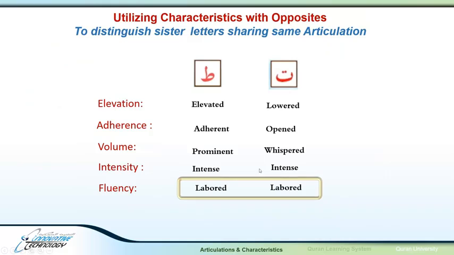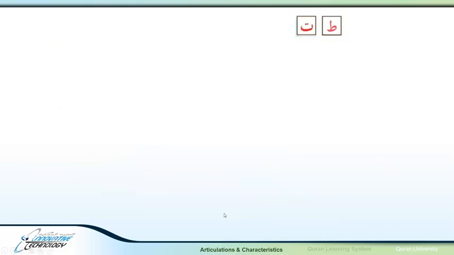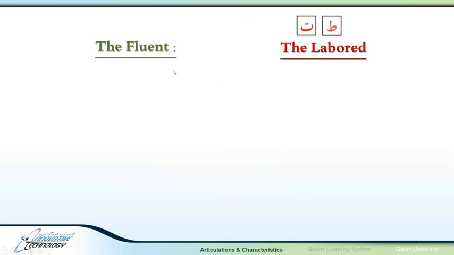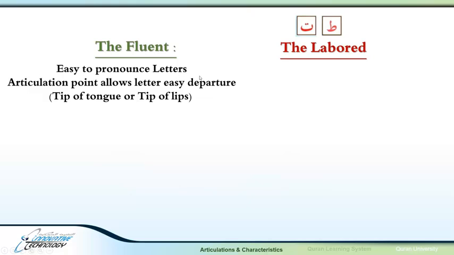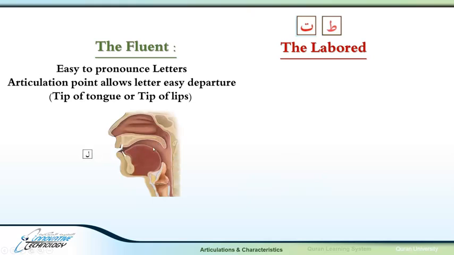We'll now talk about the last of the 5 pairs, which is related to fluency, and look at the ta and ta here. Both of them are called labored. They are characterized as being labored compared to the fluent. So what's the fluent? The fluent are easy to pronounce letters because their articulation points allow them to easily depart the mouth. They are either letters of the tip of the tongue or the letters of the tip of the lips, basically like the L and the F. We can see that they are easily pronounced compared to the labored letters.